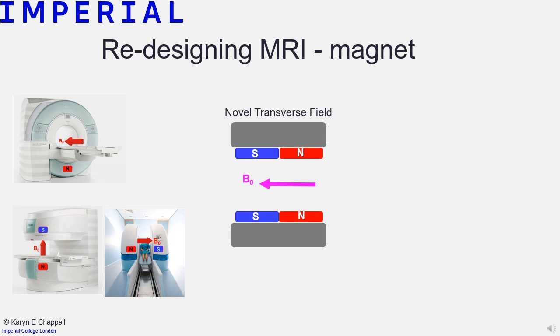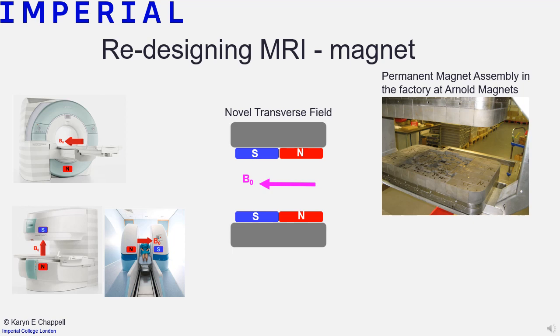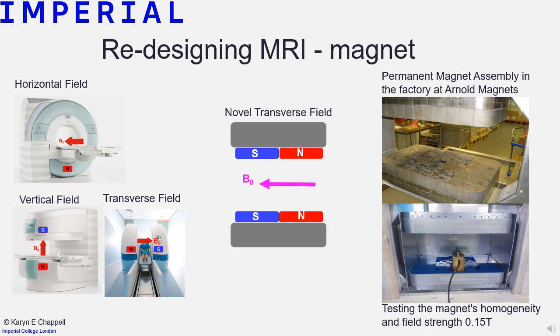So here you can see the magnet. Basically, it's got north poles at one end and south poles at the other end, but the yokes are on either side. Here it is being assembled in the factory, and it's lots and lots of tiny little magnets that are put together. And then this is what it looked like when it was developed in the lab and was being mapped out.